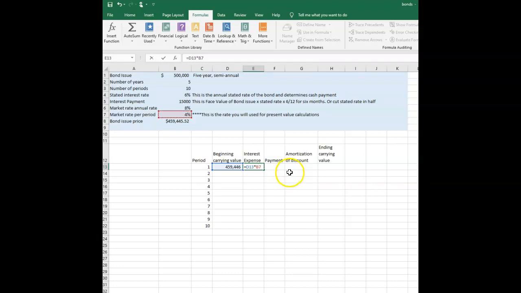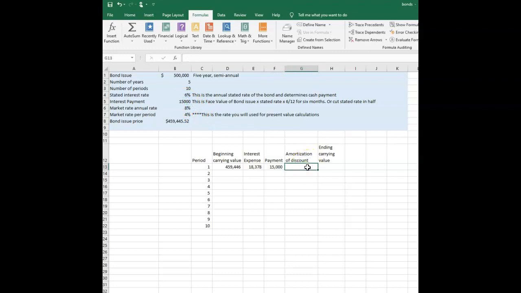So what I'm going to do is get right between the B and the 7, and click F4. It adds the dollar signs before the B and before the 7, and that creates an absolute cell reference, and you'll see why we need that in a minute. The actual payment we already computed, and again I'm going to use an absolute reference on this one.